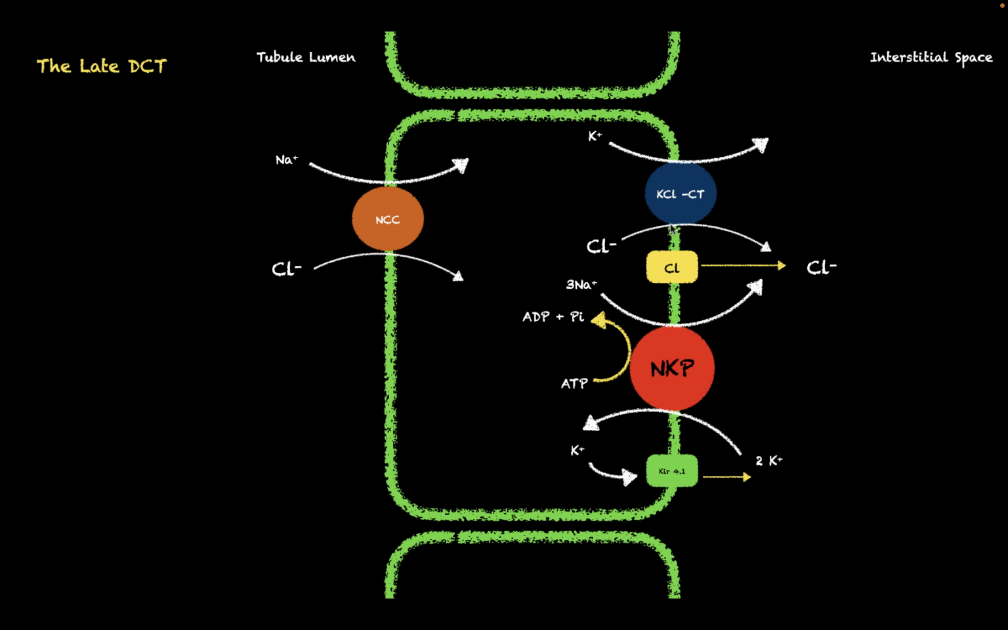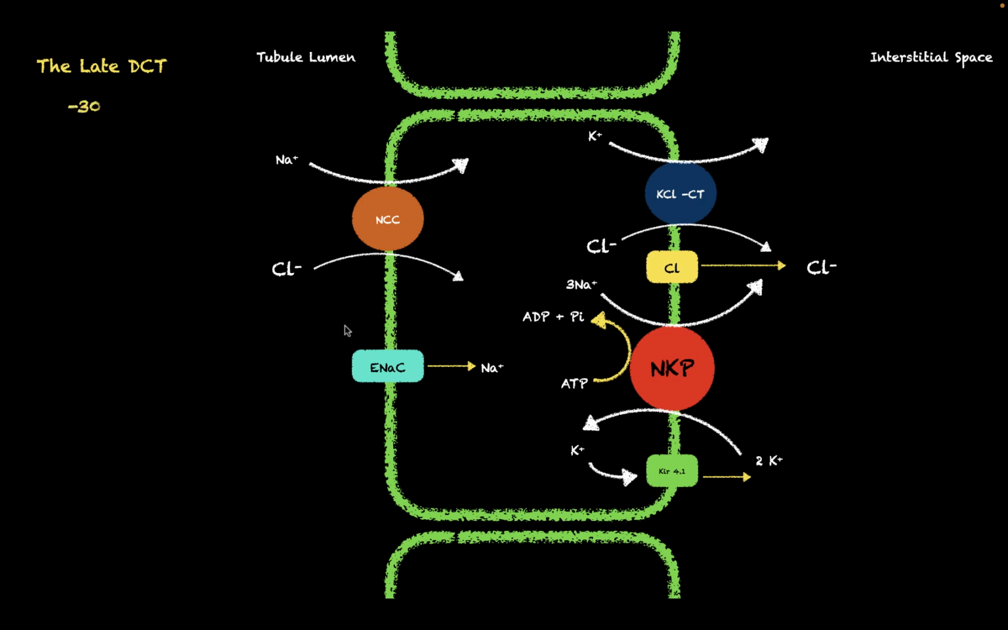What differentiates the late distal convoluted tubule from the early distal convoluted tubule is the presence of epithelial sodium channels, or ENaC channels, on the apical membrane. These channels allow sodium to flow from the tubule lumen into the cell. So that is one of the main differences.